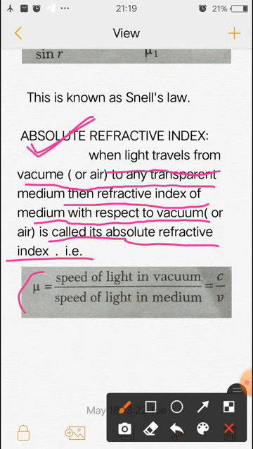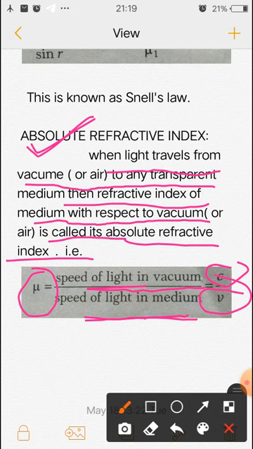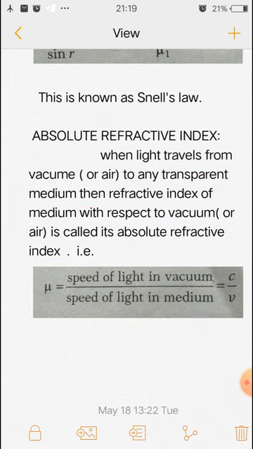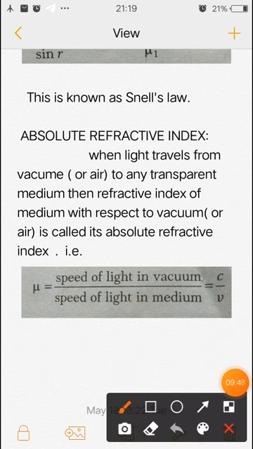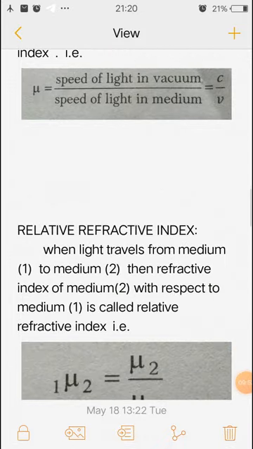So mu, the refractive index, is defined as the speed of light in a vacuum divided by the speed of light in a medium. The speed of light in vacuum is denoted as c, and the speed of light in the medium is denoted as v. This is a very important relation.